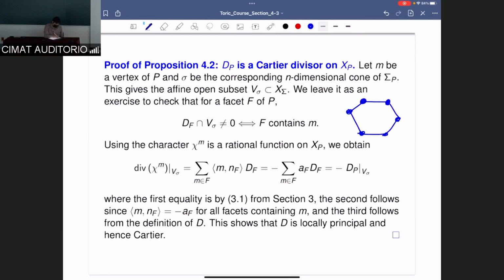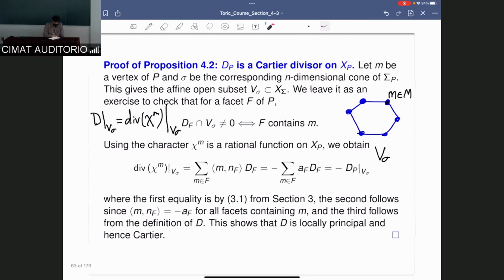And principal generated by what? One checks this, it is direct. If you call this vertex m, which lives in M, then there is a sigma corresponding to that m. So there is a V sub sigma. One checks that in V sub sigma, let me write the relation over here on this side, D restricted to V sub sigma is just the div of this chi to the m over there. Again, restricted to V sub sigma. So it is principal. That's how the proof goes.